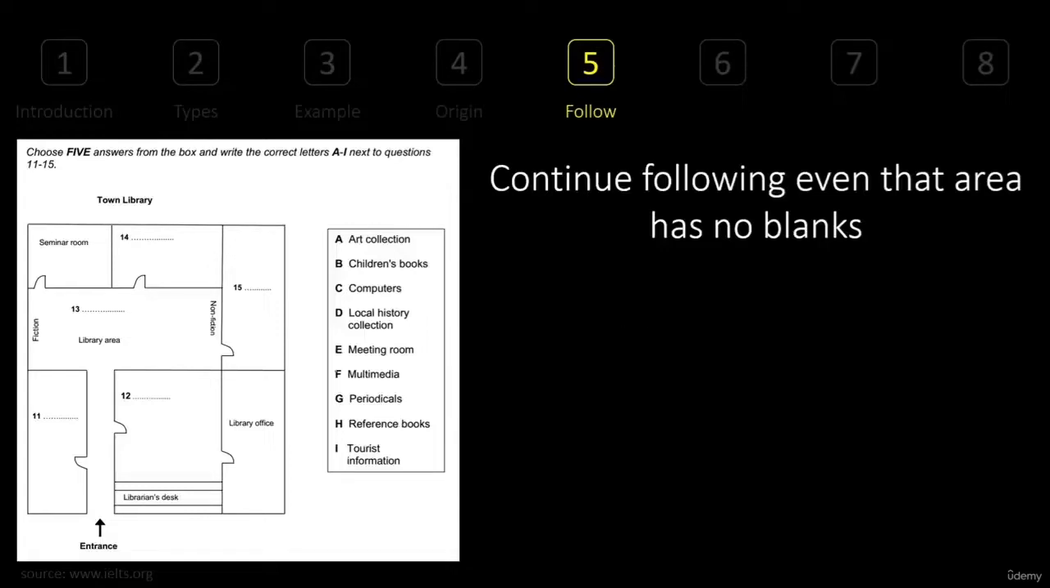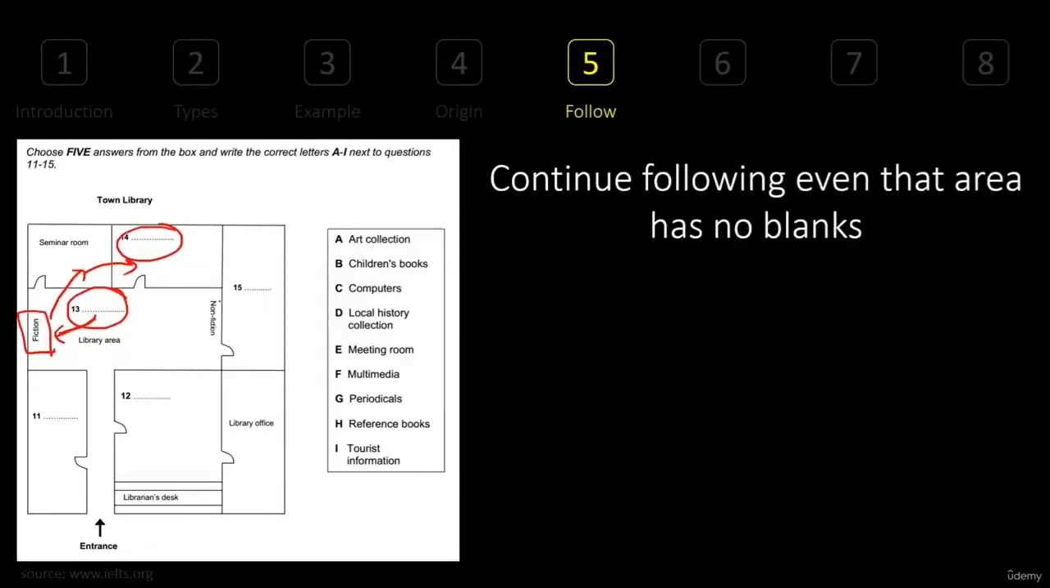Now, what if there are no blanks? Let's say for an example here, there's no answer and no question. So you might think this is not important. It is really important, because it helps you follow the sequence. For the 13th, I went here, then from here I went to the seminar room, and then here. Close to fiction and the seminar room, there's nothing. Still, if I don't follow, I might not find this answer as well as this answer. That's the reason I always follow everything.